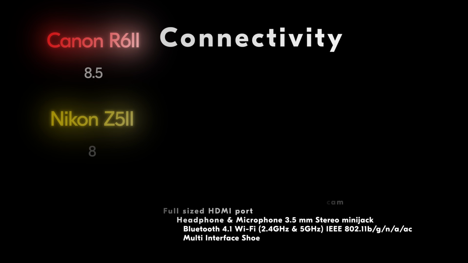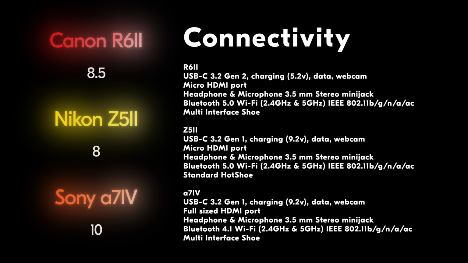Connectivity. When it comes to connectivity, all of these cameras are very similar. But we will talk about the differences, which lie in USB-C charging, HDMI, the multi-interface shoe, and in Bluetooth speeds. The Canon R6II seems to charge slower at 5.2 volts. All 3 cameras support USB power delivery, known as the PD standard. They can be charged when the cameras are off or when the cameras are being used.